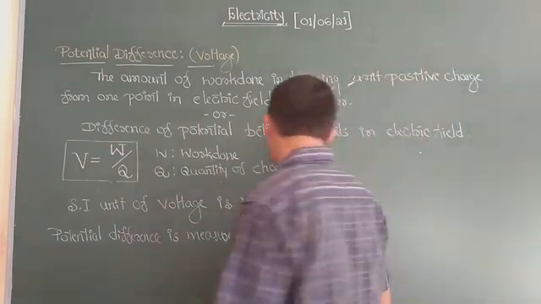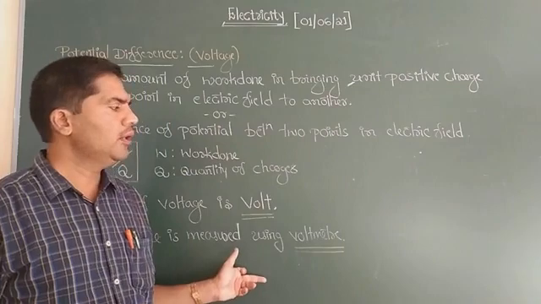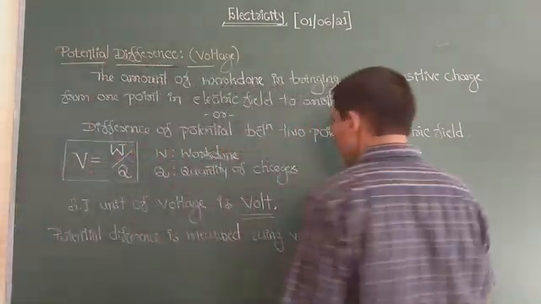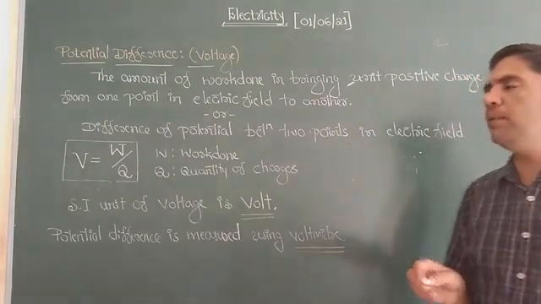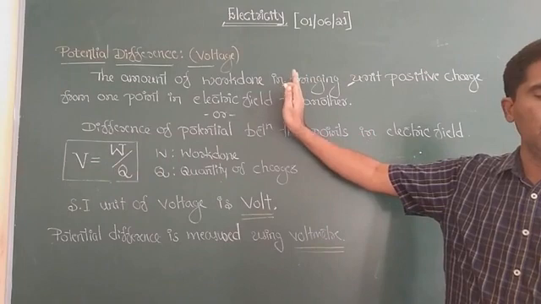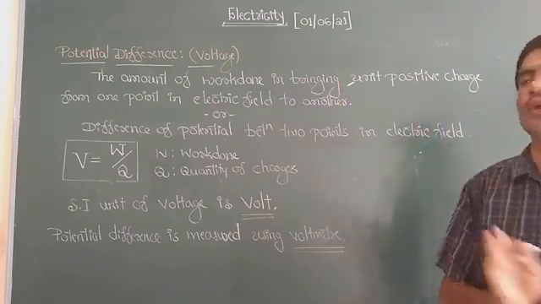Potential difference is measured using a voltmeter, which measures the voltage. Voltage you can hear. It is a common term we use whenever we are using electrical appliances. Depending on the voltage, electric appliances go on running.